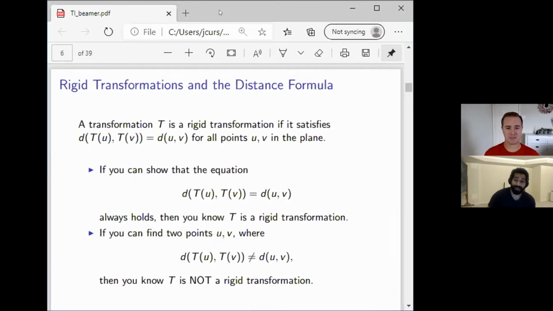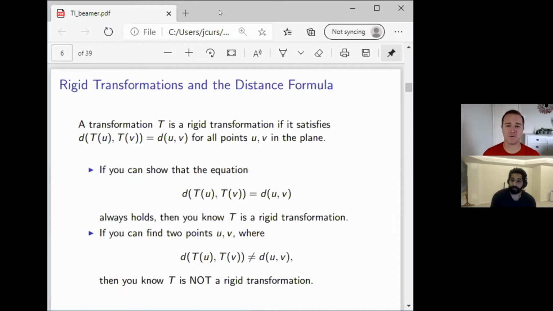And on the flip side, and this is sort of a cool thing about math in general, to show something is true, you usually have to show it for all cases. To show something's false, for instance, to just show that something's not a rigid transformation, you just have to pick two points and show that the distance between the two points and the distance between what they're transformed to is not the same. And that's enough to show that something's not a rigid transformation.